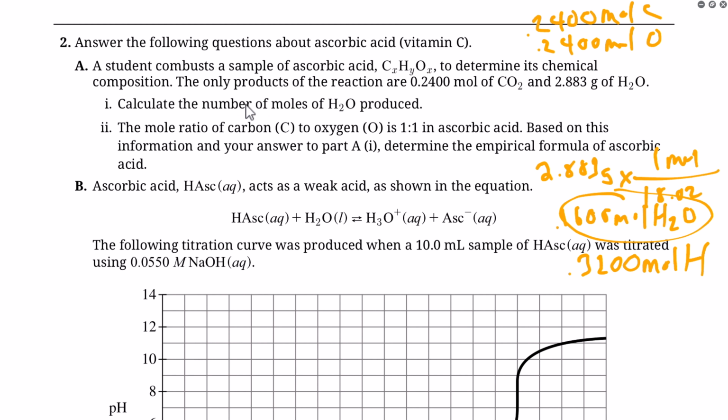And I'm going to go ahead and put the 0.3200 moles of hydrogen here. So we have all of our mole values. Remember that when we do empirical formula, we divide by the smallest mole number. So we're going to divide by the 0.24 for each of these. So we end up with carbon 1, oxygen 1, and hydrogen 0.32 divided by 0.24, 1.33.